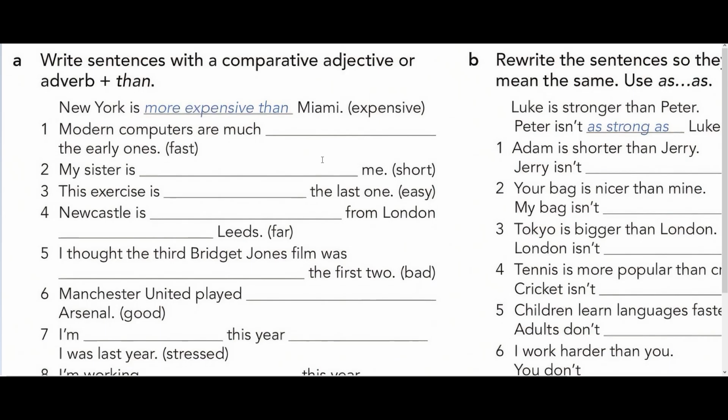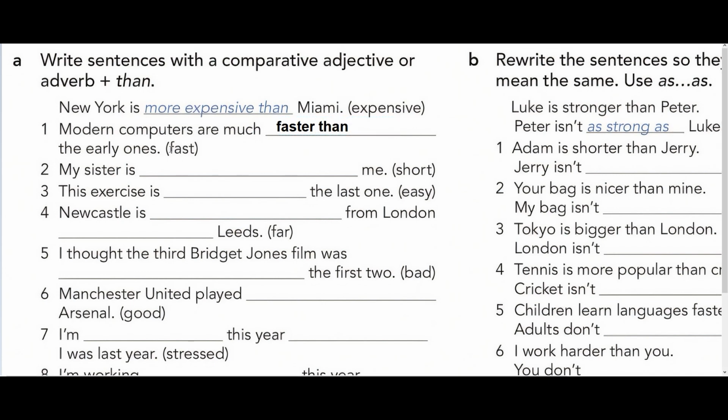Now let's look at the answers and let's do these exercises. Part A. Write sentences with a comparative adjective or adverb plus than. You see, expensive, and we write New York is more expensive than Miami. Here, number 1, we have fast. It's faster than. Modern computers are much faster than the early ones.